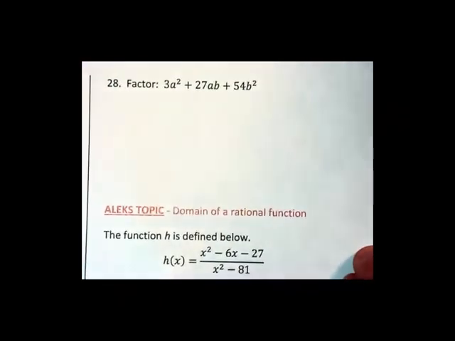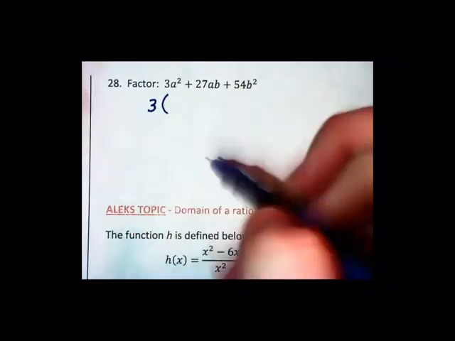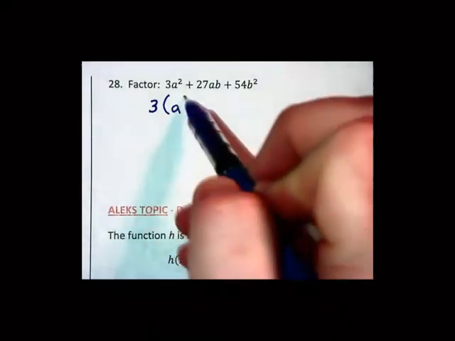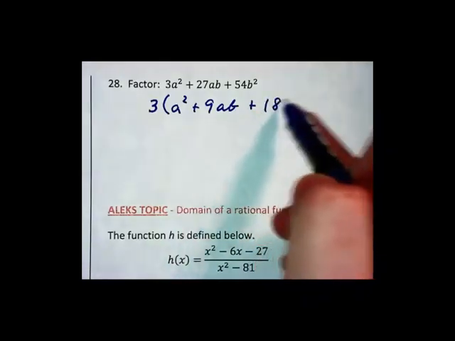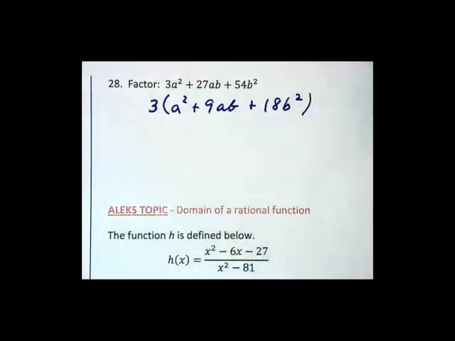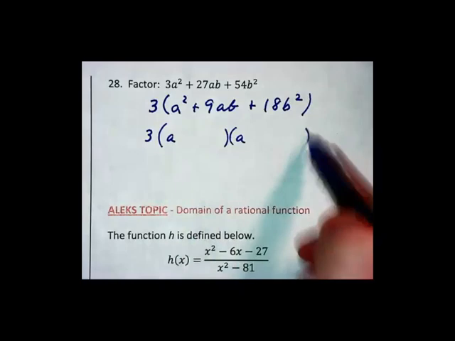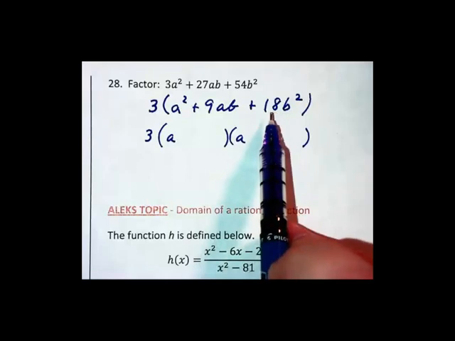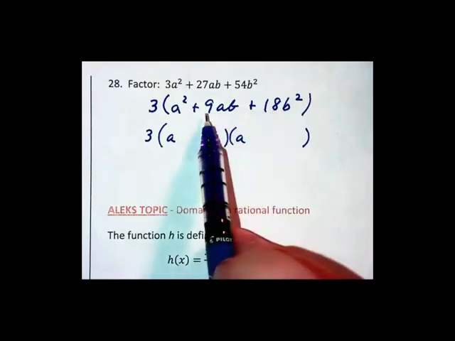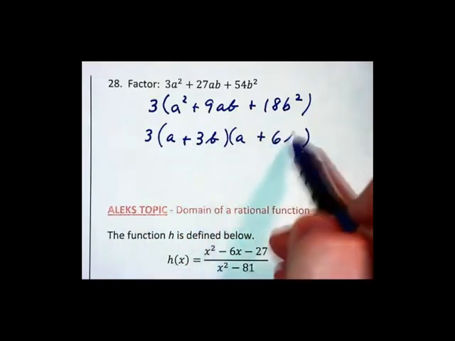Okay, one last review problem here. I see that a greatest common factor of 3 can come out. That leaves us with a squared plus 9ab plus 18b squared. We then try to factor it further. We know that it's got to be an a times an a. Multiplying times to get to 18, I think of 1 times 18, 2 times 9, 3 times 6. Oh, 3 times 6 add up to 9. So this will be a plus 3b and a plus 6b to factor this out.